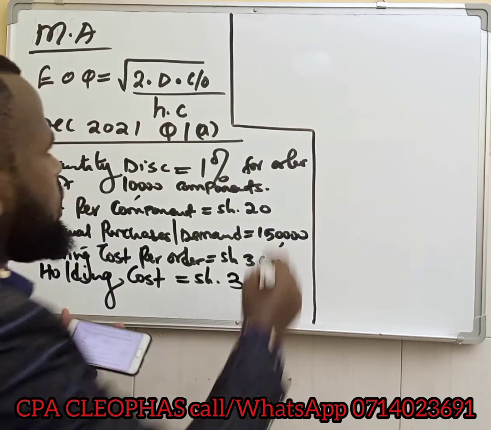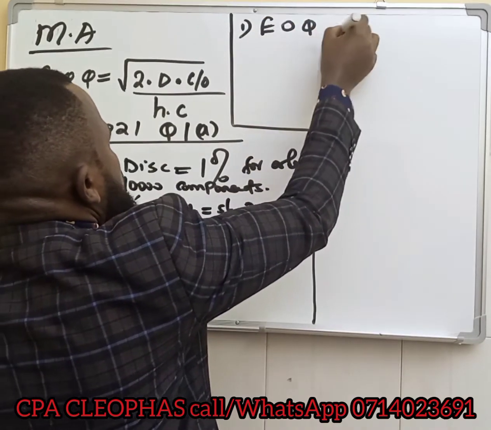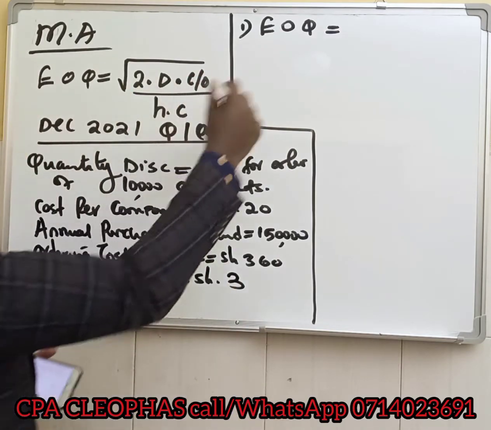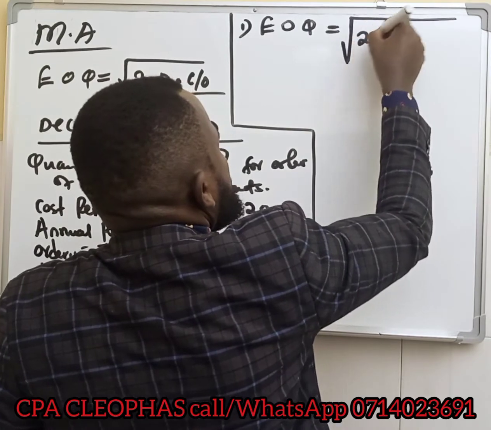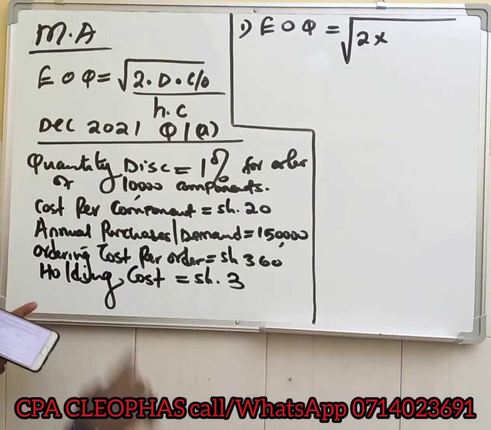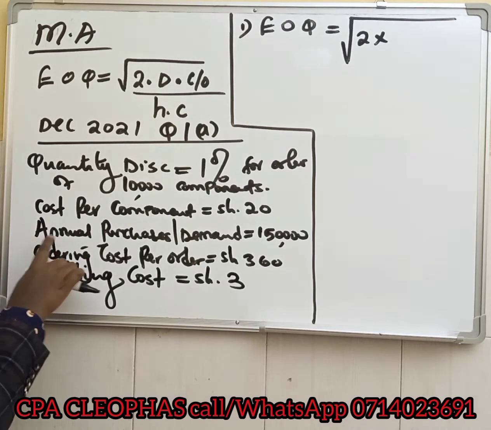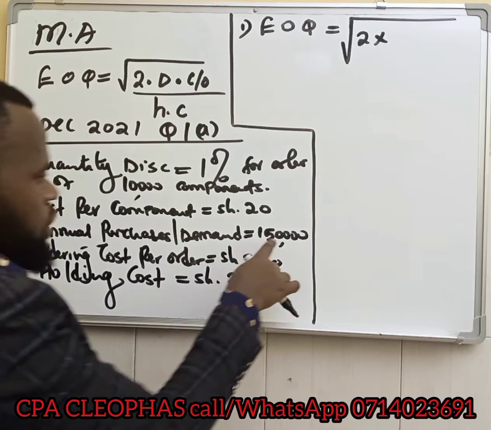So the first Roman one is the EOQ, which should be equal to, we have said, the square root of 2DCO over HC. So the square root of 2 times the annual demand. This D is the annual demand. Check where there is annual demand. Here it is annual purchases, or the annual demand, 150,000.